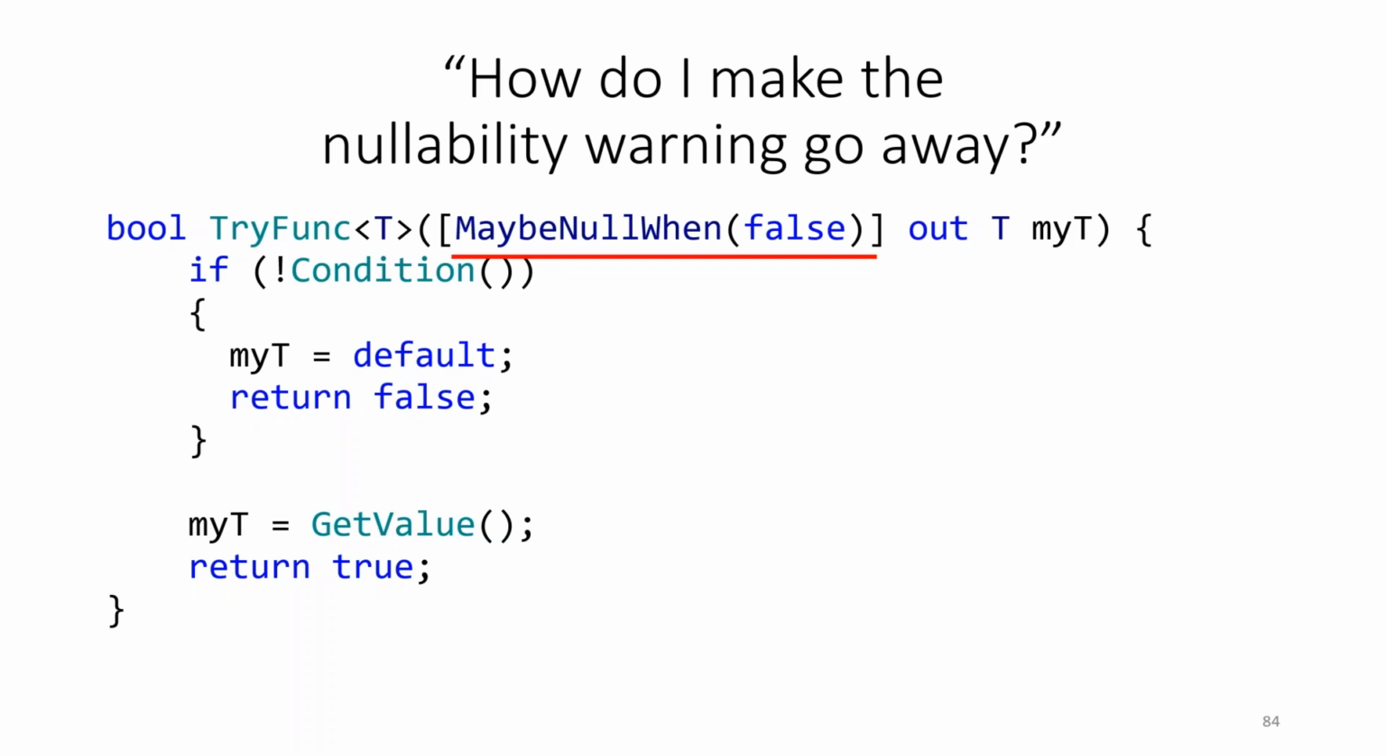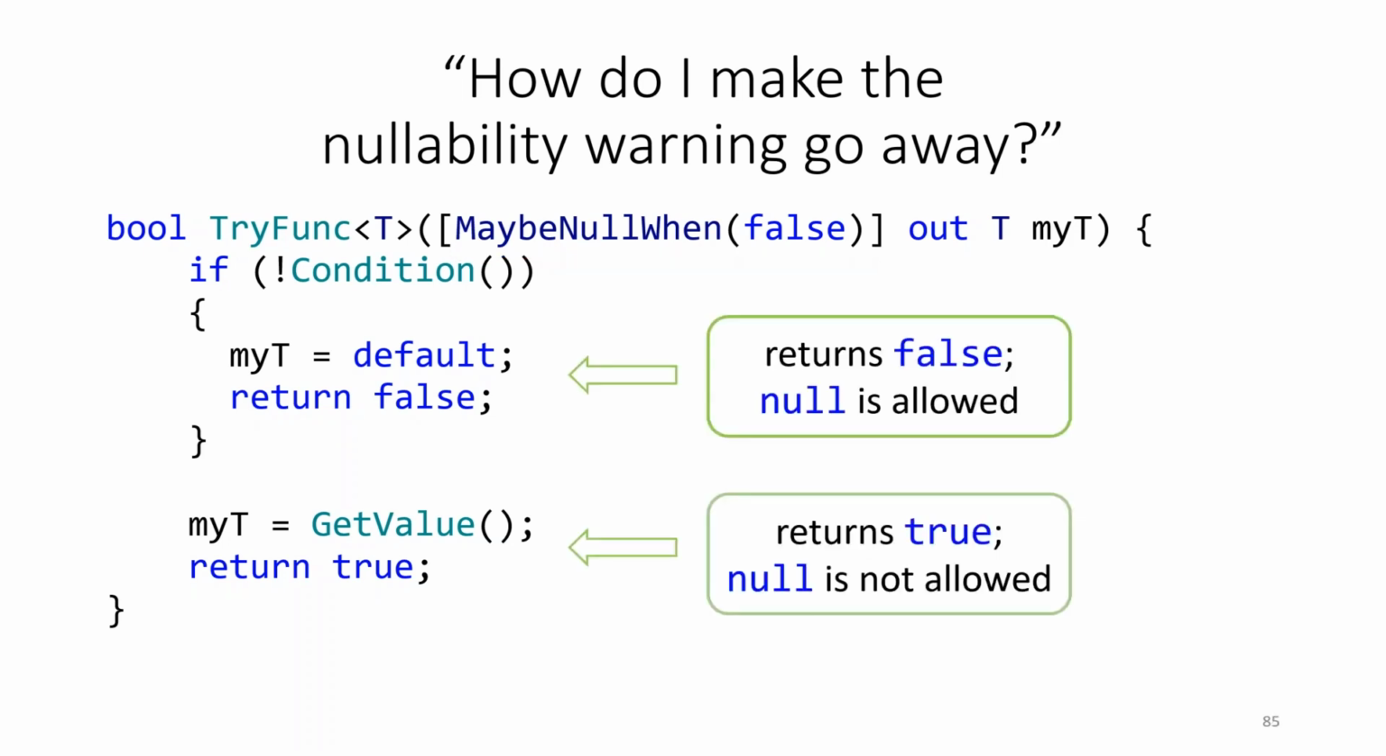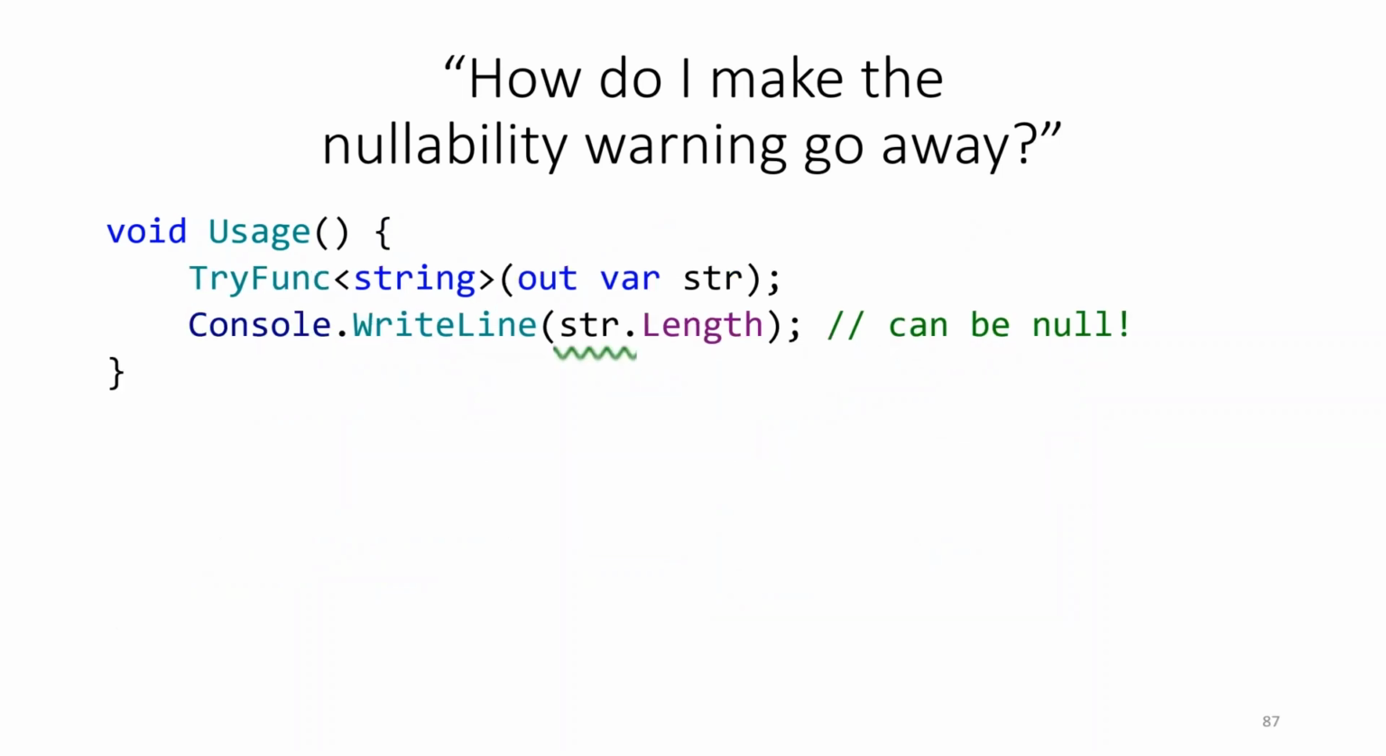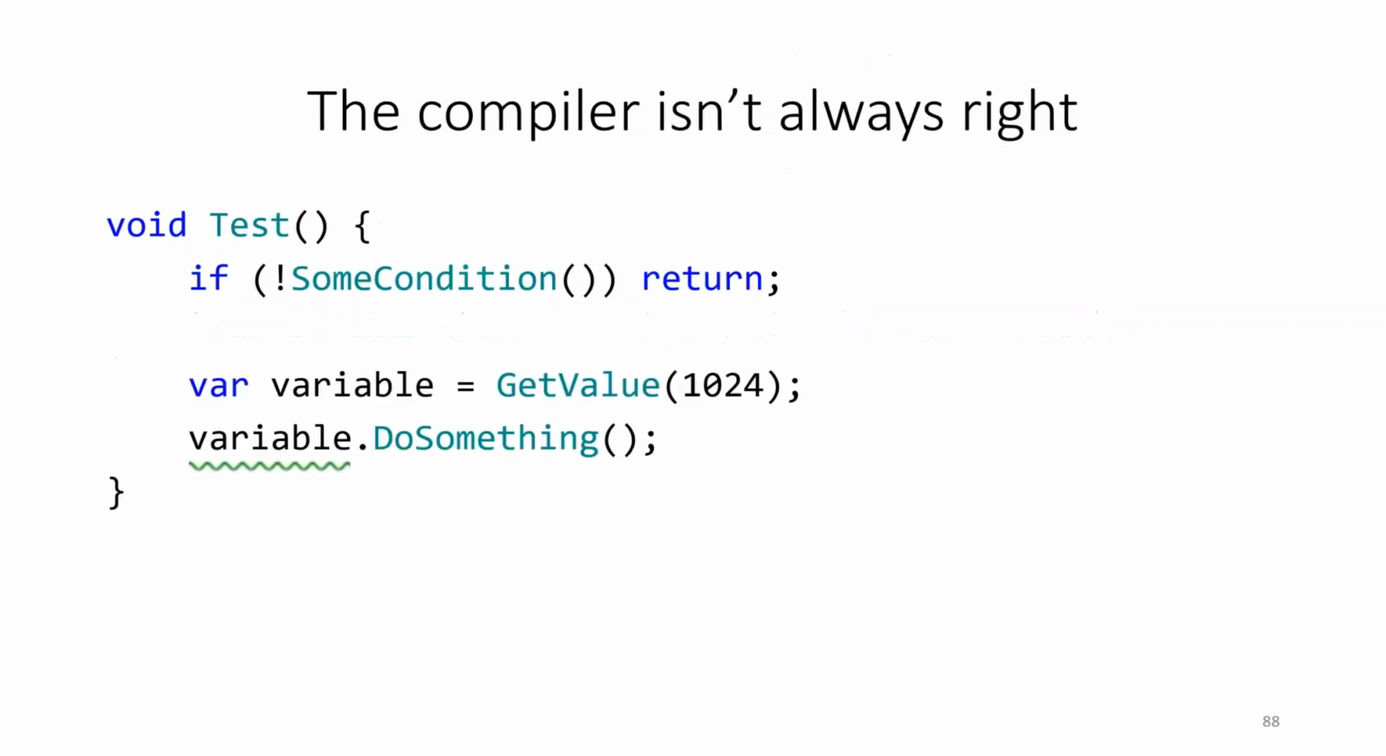And not only does it fix the warning, but now, since I told the compilers that there are two possible outcomes of this method, either it returned false and nulls are allowed, or it returned true and nulls aren't allowed, the compiler actually verifies now that this method complies with this annotation and the output is always correct. And it will now be able to warn me about using the output variable if this method returned false, or if I just ignored the return value and didn't check it at all.